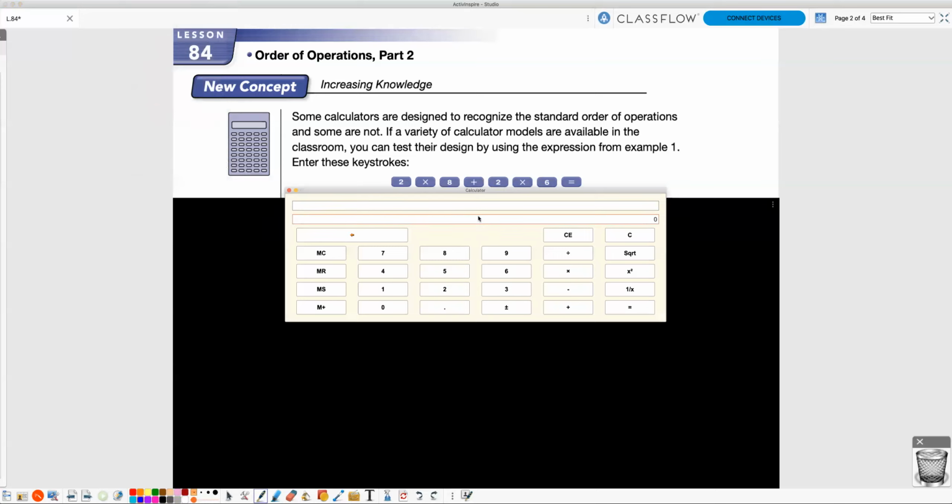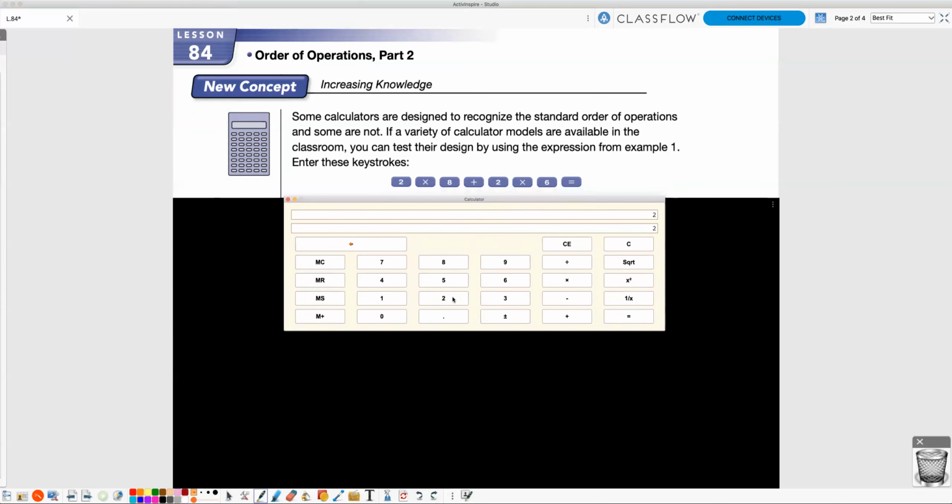Some calculators are designed to recognize the standard order of operations and some are not. If a variety of calculator models are available in the classroom, you can test their design by using the expression from example 1. Enter these keystrokes. Let's give it a shot here. So we'll use a calculator and see if it's capable of doing the order of operations. So 2 times 8 plus 2 times 6.